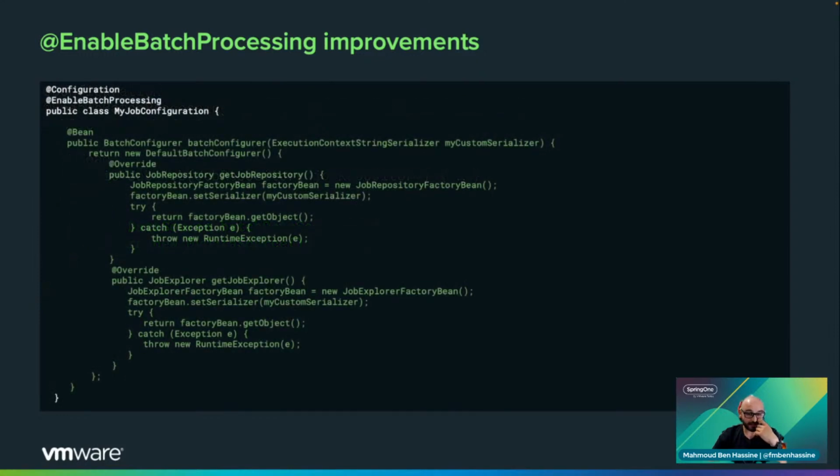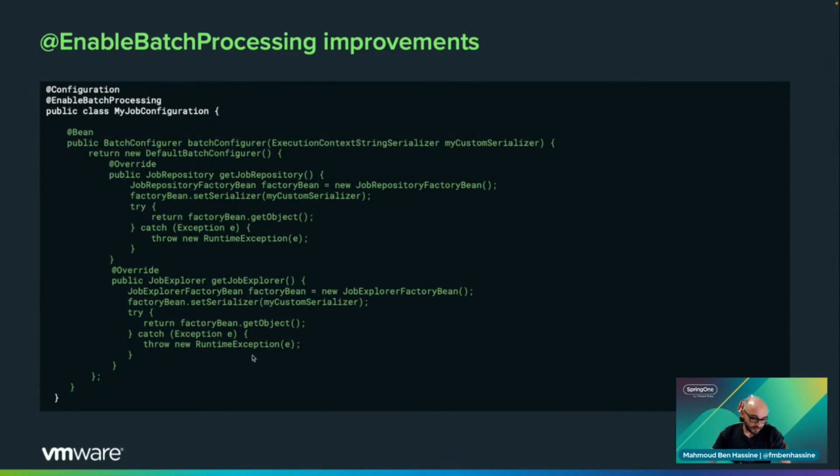Like, for example, here I have another example where we have to customize the execution context serializer, for example, if I want to customize the serialization format to my database. In this case, I have to implement this batch configurer and override two methods, get job repository and get job explorer, because I need to set the same serializer on both sides: when I serialize with the job repository and when I deserialize with the job explorer. So I need to set this custom serializer here and here as well.